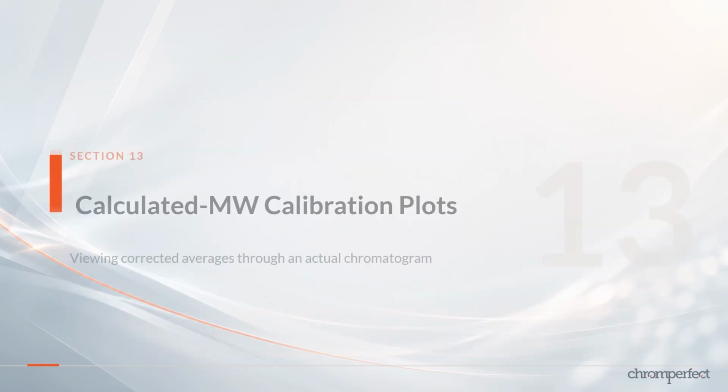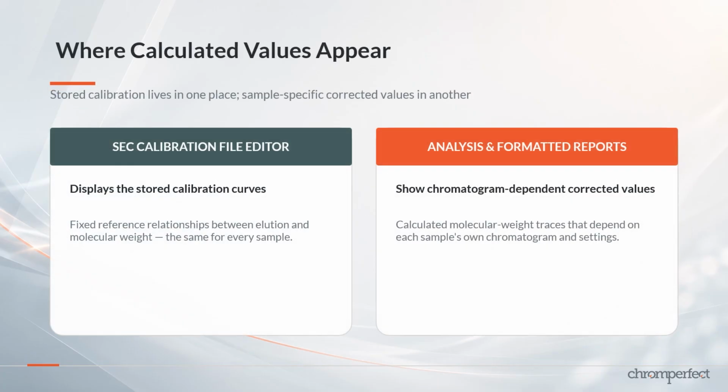Calculated molecular weight SEC calibration plots. The SEC calibration file editor can display the calibration curves stored in a SEC calibration file. However, because no raw data file or bound file is associated with the editor, it cannot display corrected molecular weight values calculated from an actual chromatogram. This limitation is removed in the analysis program and in formatted reports.